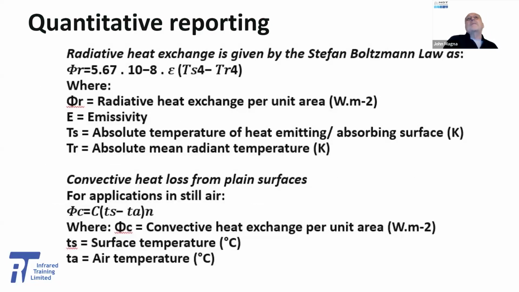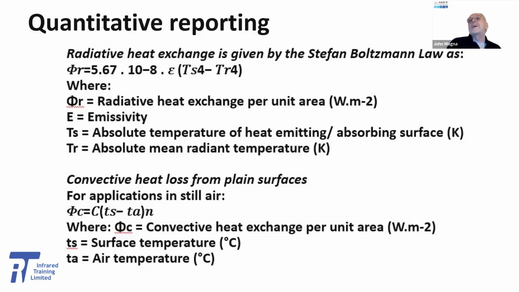Values for radiative heat exchange and convective heat exchange are derived from these formulas. Radiative heat exchange is given by the Stefan-Boltzmann law, where heat exchange in watts per meter squared is found by multiplying the Stefan-Boltzmann constant by the emissivity of the surface, which is then multiplied by the emitting surface temperature in Kelvin to the power of 4 minus the mean radiant temperature in Kelvin to the power of 4.